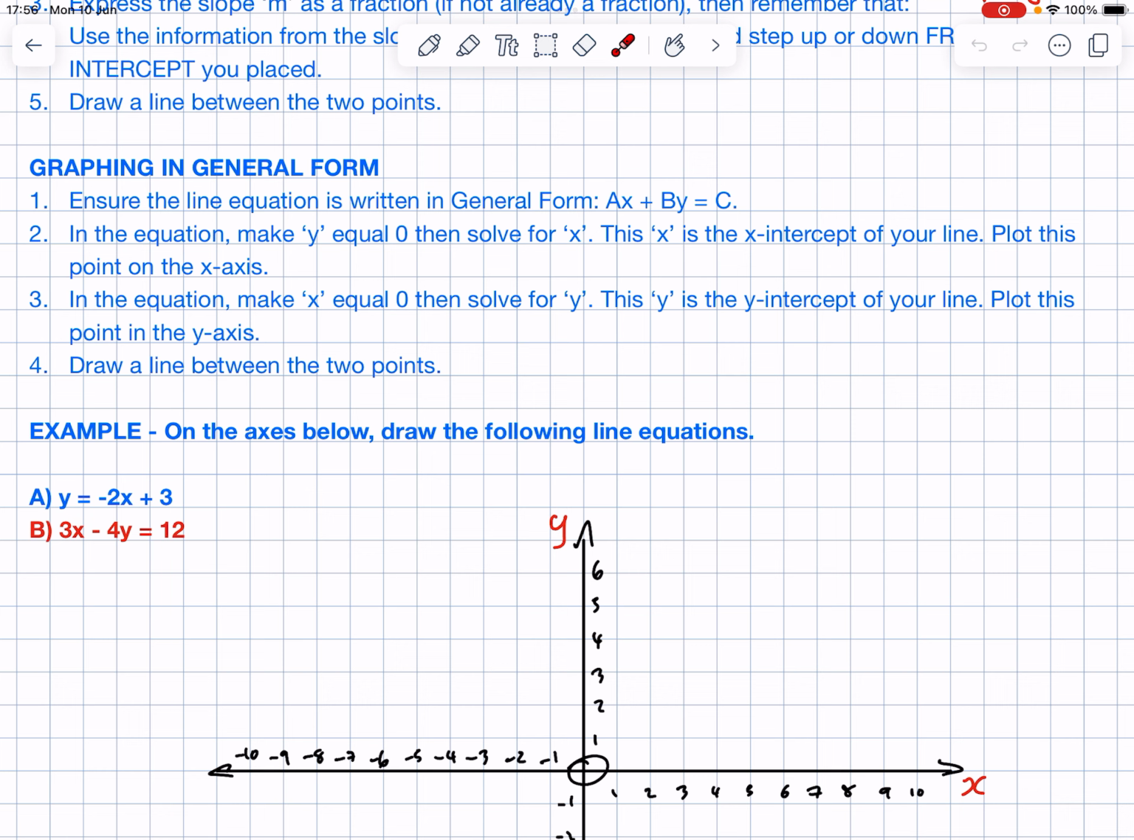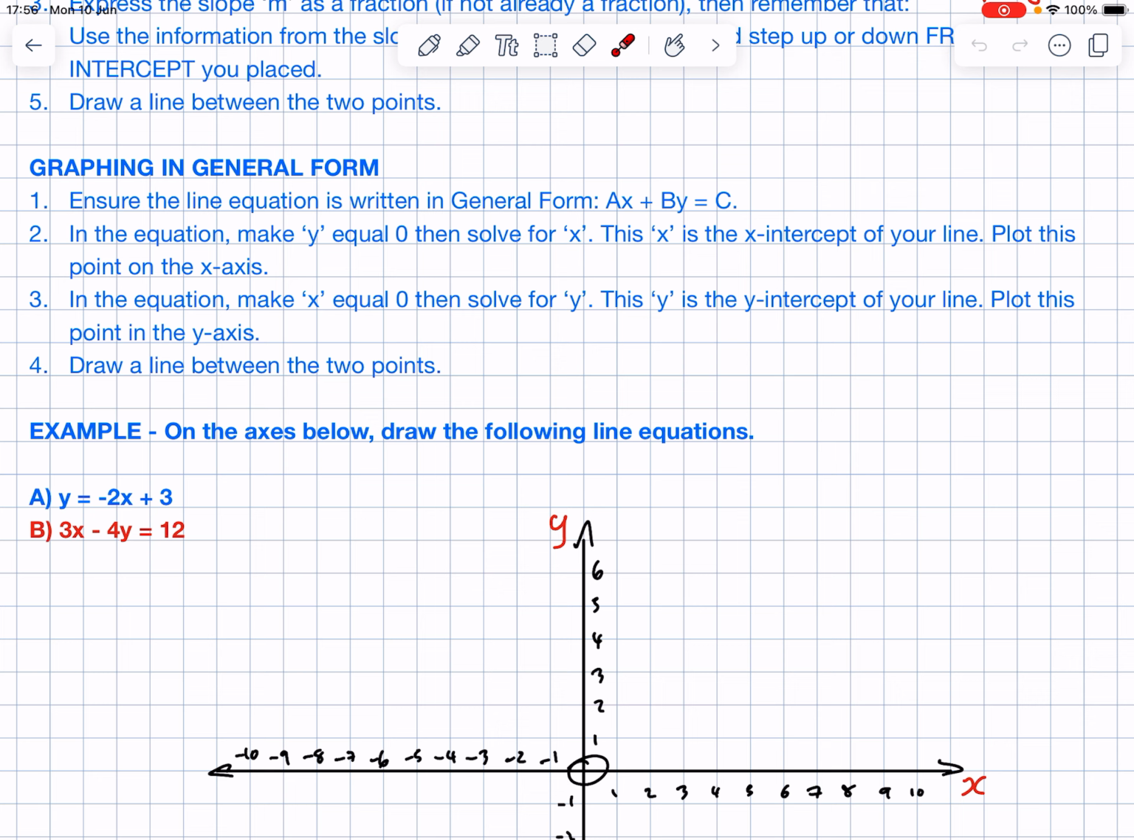So these are steps for graphing in general form. Step 1, ensure that the line equation is written in general form, which is ax plus by or minus by is equal to a number c. Step 2, in the equation, you make y equal 0, then solve for x. This x that you've solved for is the x-intercept of your line. Plot this point on the x-axis.